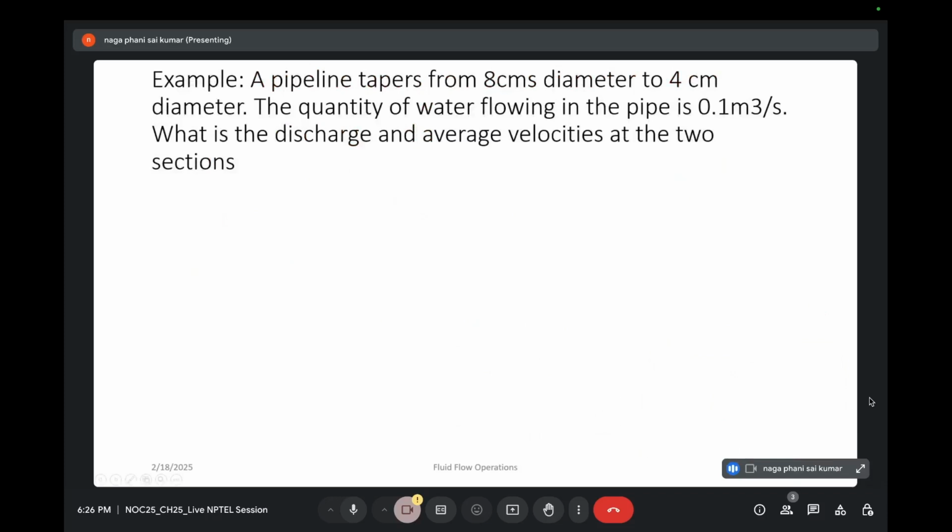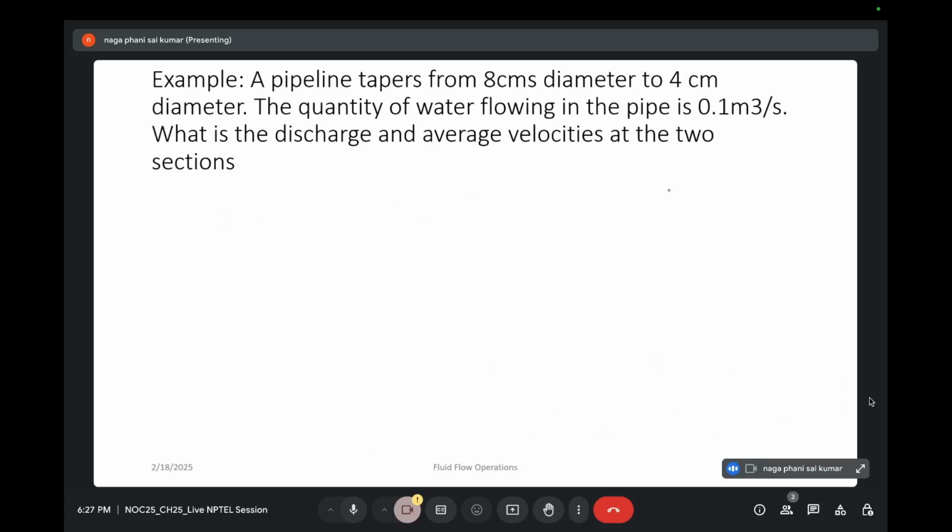So let's look at a couple of examples based on equation of continuity or continuity equation. So first question: a pipeline tapers from 8 cm diameter to 4 cm diameter. The quantity of water flowing in the pipeline is 0.1 meter cube per second. What is the discharge and average velocity at the two sections?